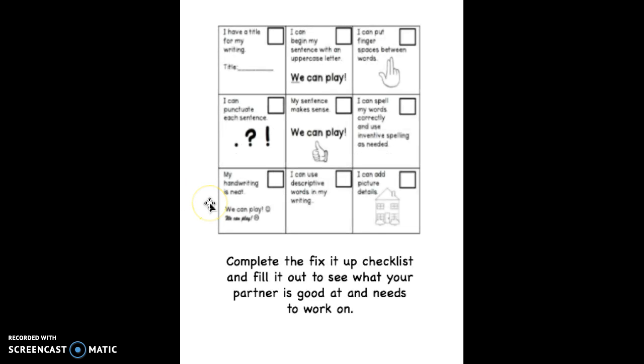Now what you're going to do is you're going to take your peer's writing and you're going to do the fix-it-up checklist. You're going to see what your partner needs to work on and what they're really good at. Go ahead, pause the video, look at your partner's work, and fill out the fix-it-up checklist for them.